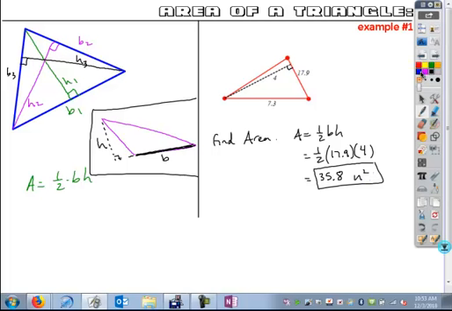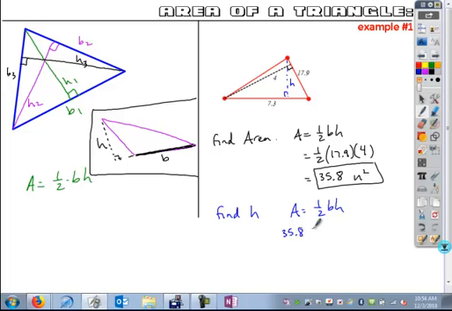Another way that you might see a problem like this would be they give you this information. They might have a height marked off here, but just called h. And if that was the case, could you find what h was? The way that you would find that is you'd calculate the area first, and then you'd turn it around and use your other area formula.